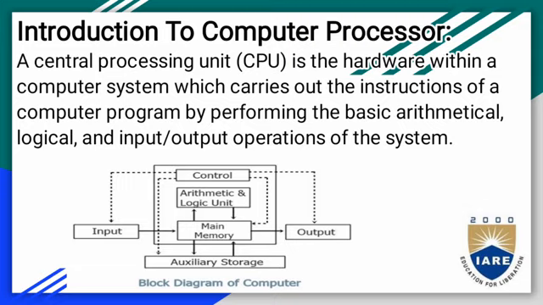First topic: Introduction to computer processor. A central processing unit is the hardware within a computer system which carries out the instructions of a computer program by performing the basic arithmetical, logical and input-output operations of the system.